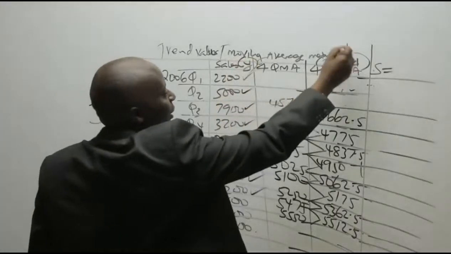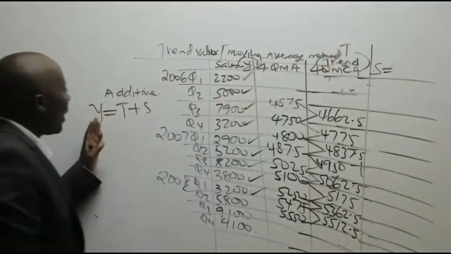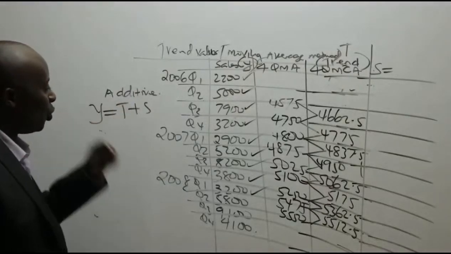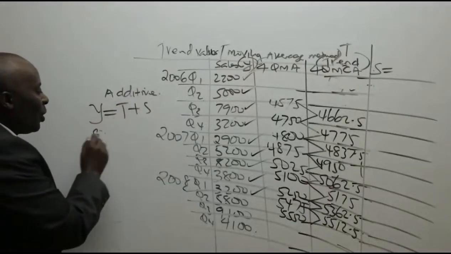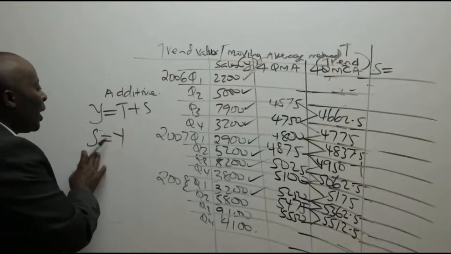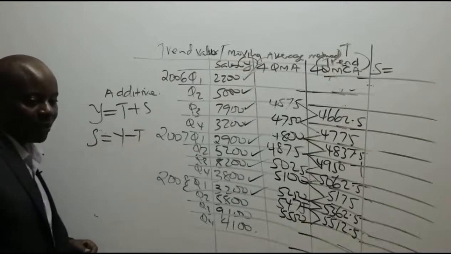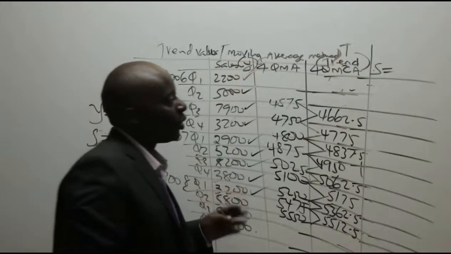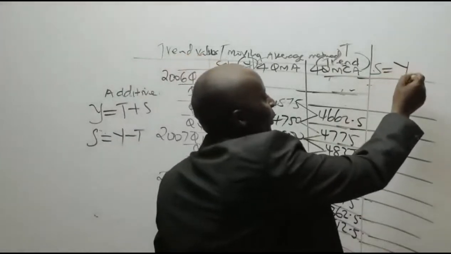Now the trend, this is my t. So I have y, I have t. The only thing that I need you to do is to make s the subject of the formula. So if you make s the subject of the formula, s will be y minus t. So create a column of y minus t like that.